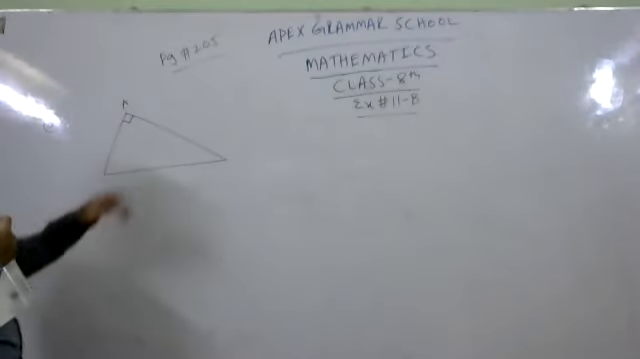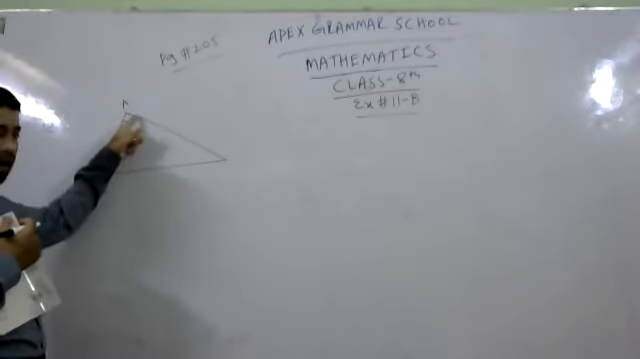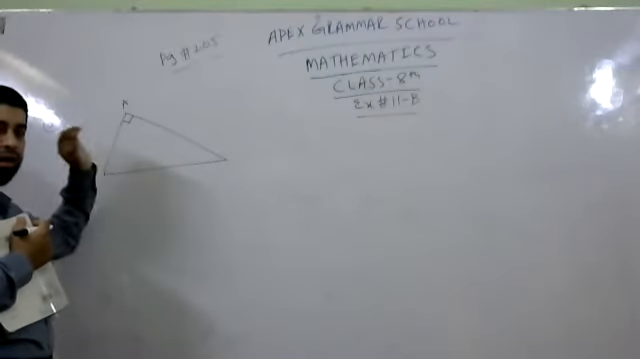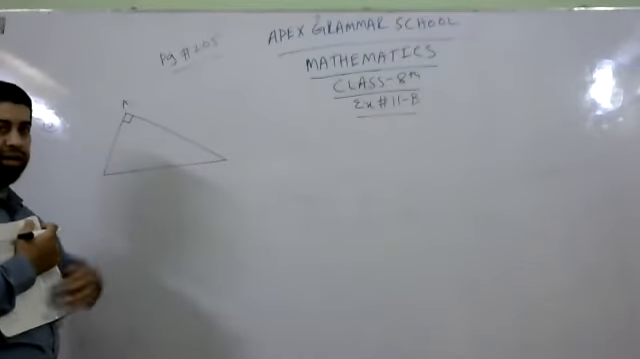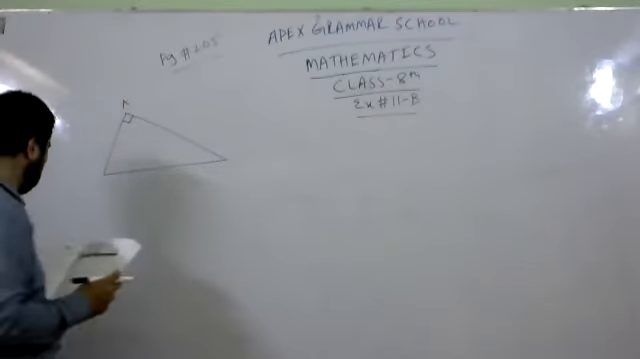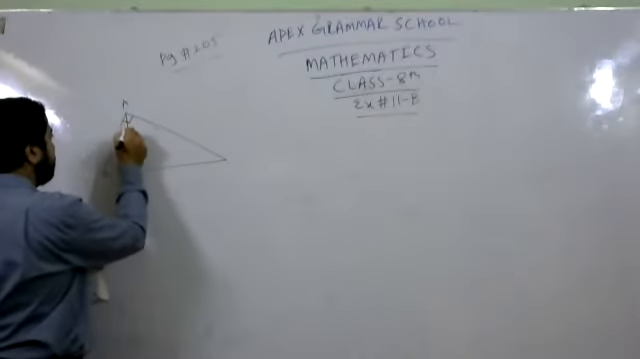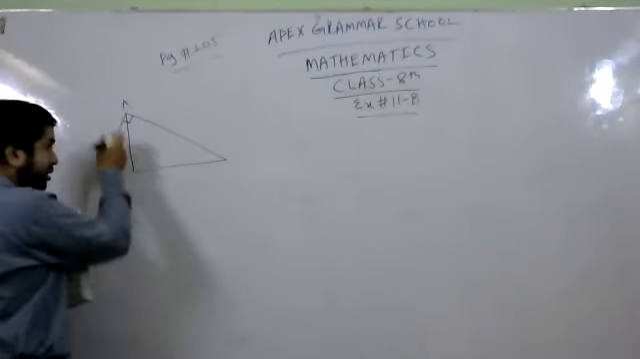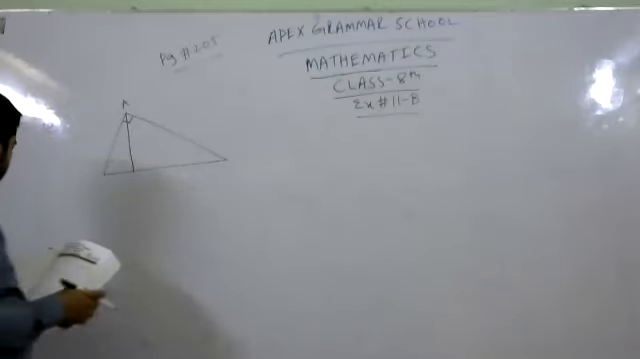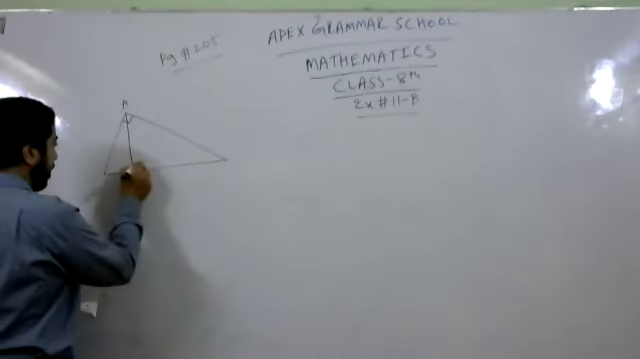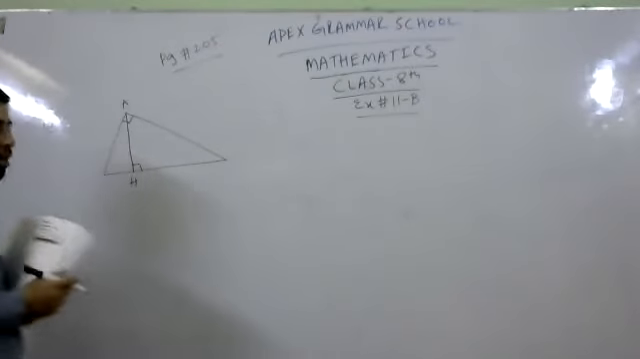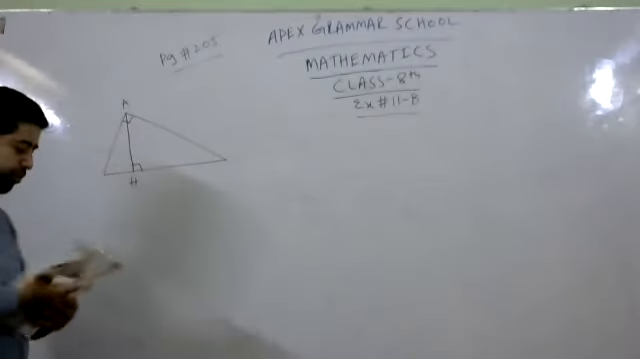This is the symbol of a 90 degree angle, a square angle. Either you can write it or not. This is a 90 degree angle. Now after this, a line breaks this angle. That is AH, and this is again perpendicular. This is also 90 degree.